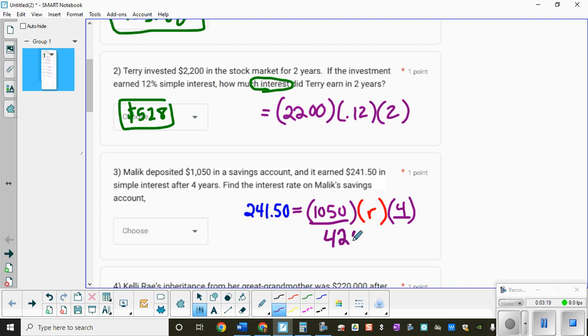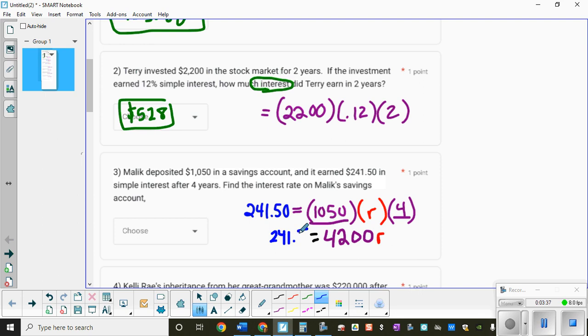And that's where I'm going to get 4,200. So on this side, I have a coefficient of r. I have a 4,200r. And then over here, I have the equals 241.50. Let me write that in there. 241.50.